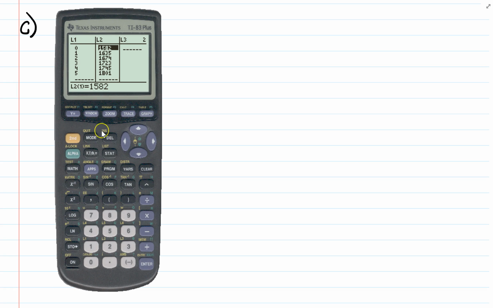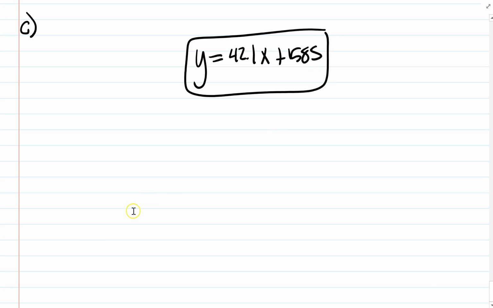Once you have your information stored into your lists, you can go ahead and get out of this. And then here you push Stat, go over to Calculate, and you would want option number 4. And then it's going to calculate the linear regression line for you. So you're going to get 42.11 and 1588 for the line of best fit. So you would write down y is equal to 42.1x plus 1588. And that is the line of best fit according to the calculator.